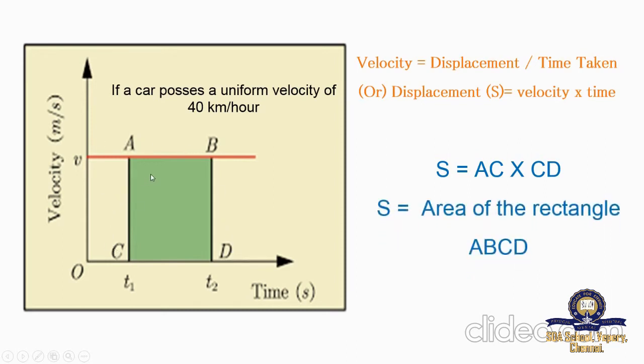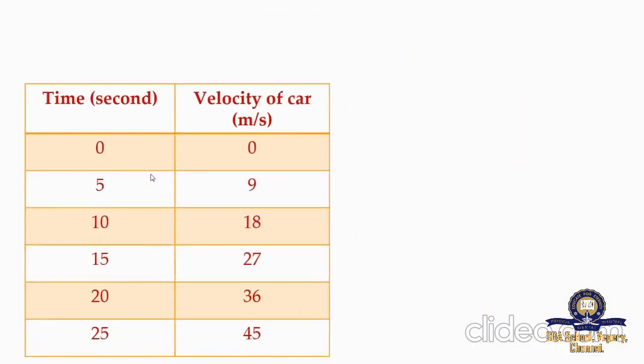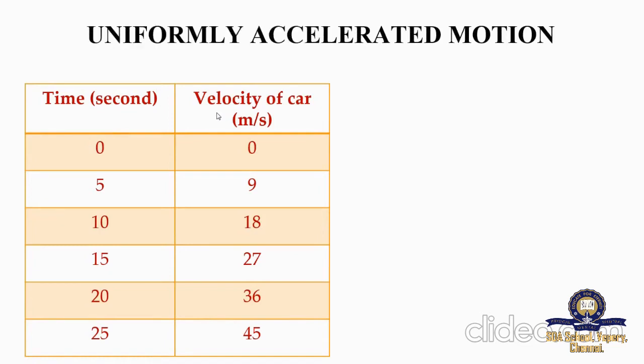So we can also study uniformly accelerated motion. Consider a car being driven along a straight road. Its velocity for every 5 seconds is noted from the speedometer of the car. So the velocity of the car in meter per second at different intervals of time is shown in this table. Okay, so this is a uniformly accelerated motion, right?